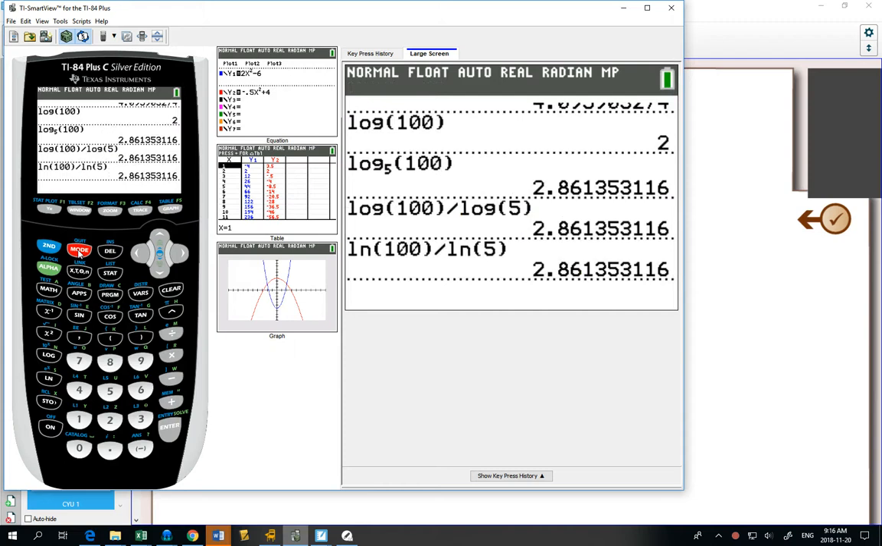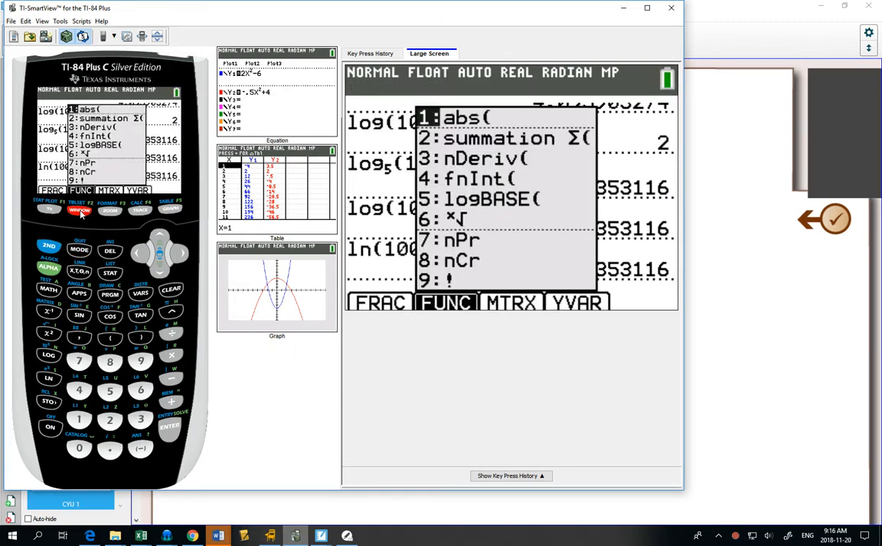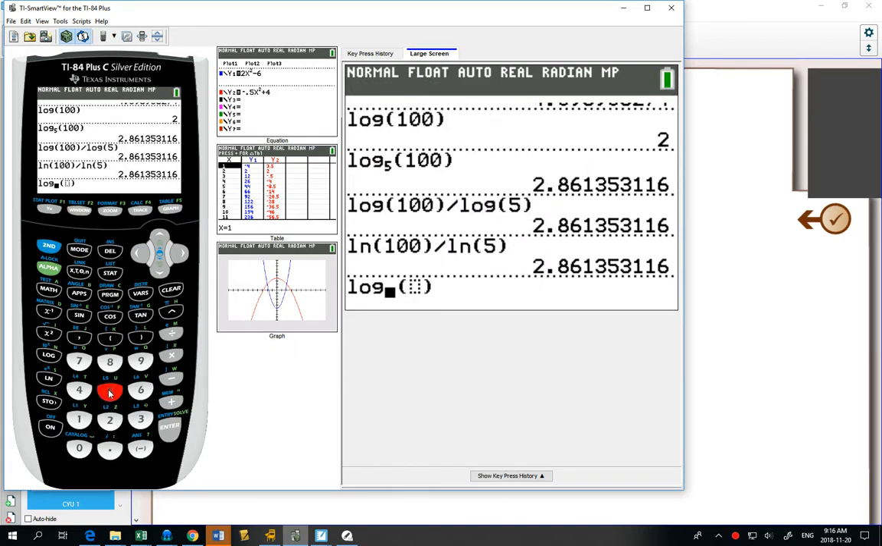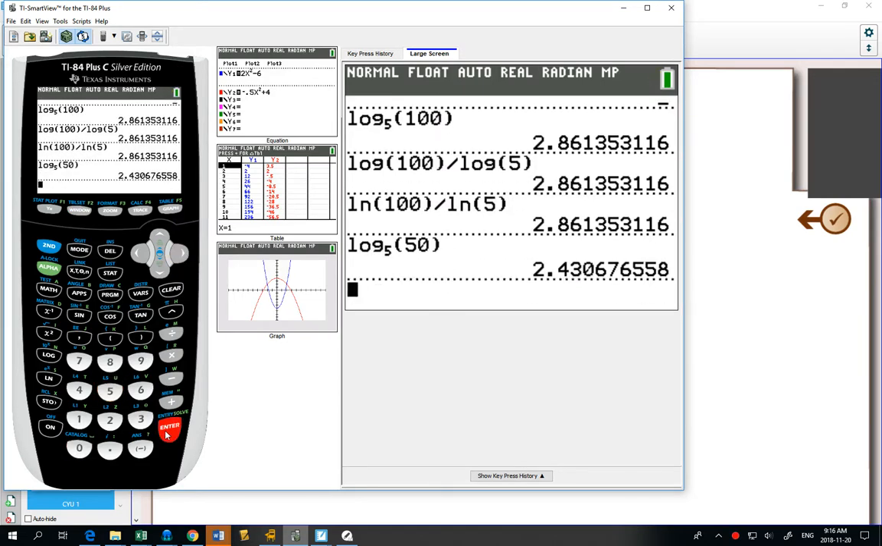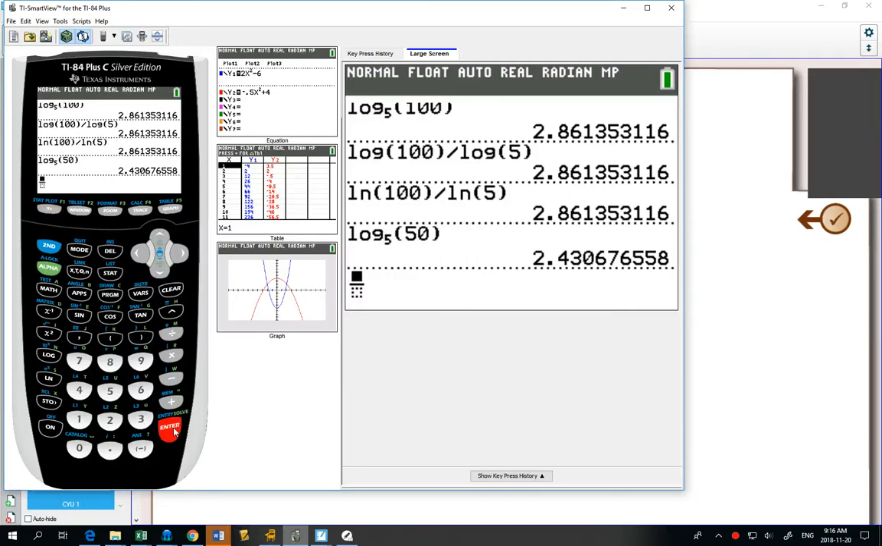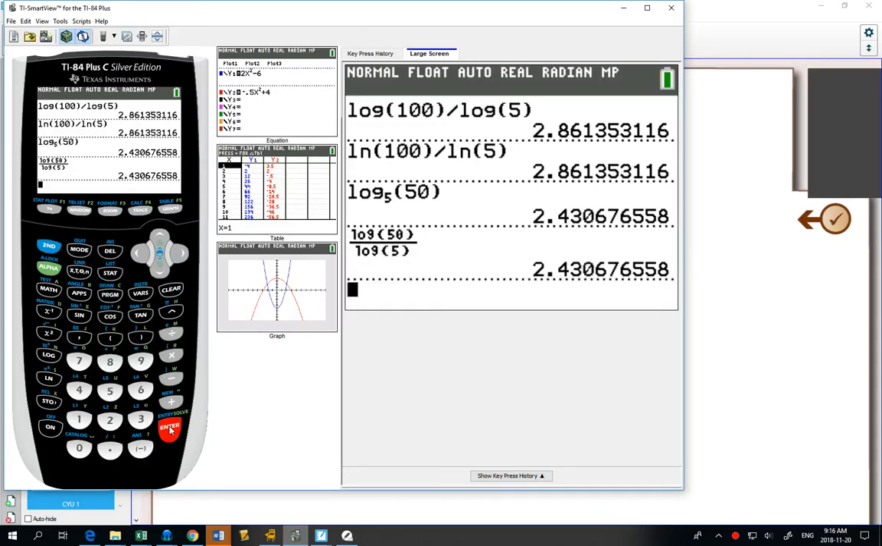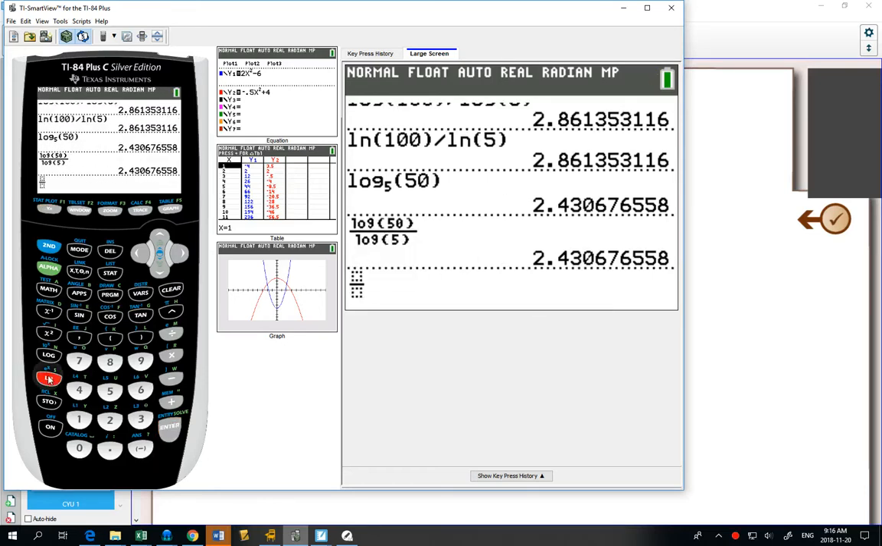So first of all, if you remember where the log base is on your calculator, you can type in log base 5 of 50, 2.43. But you can also write log of 50 divided by log of 5. Notice they come out to the same answer. Or you can choose the natural log of 50 divided by the natural log of 5.